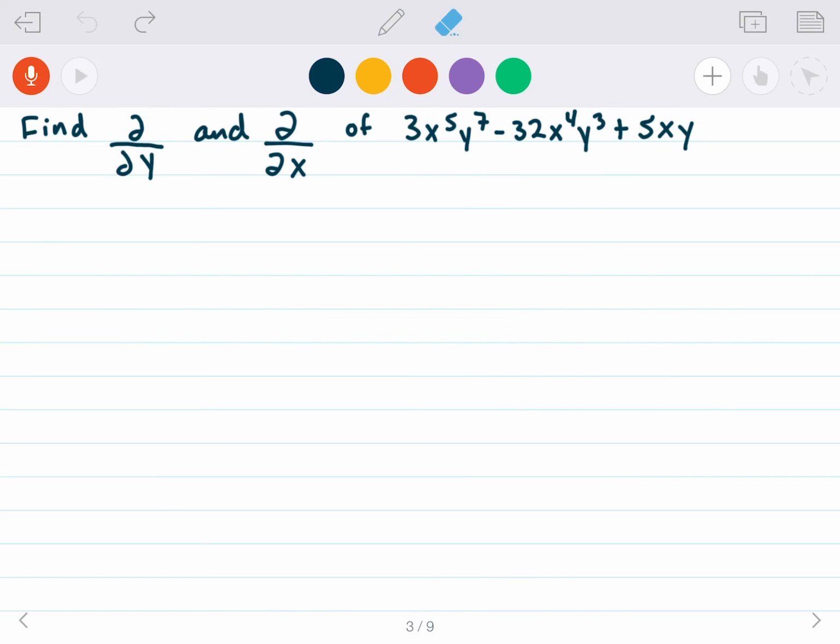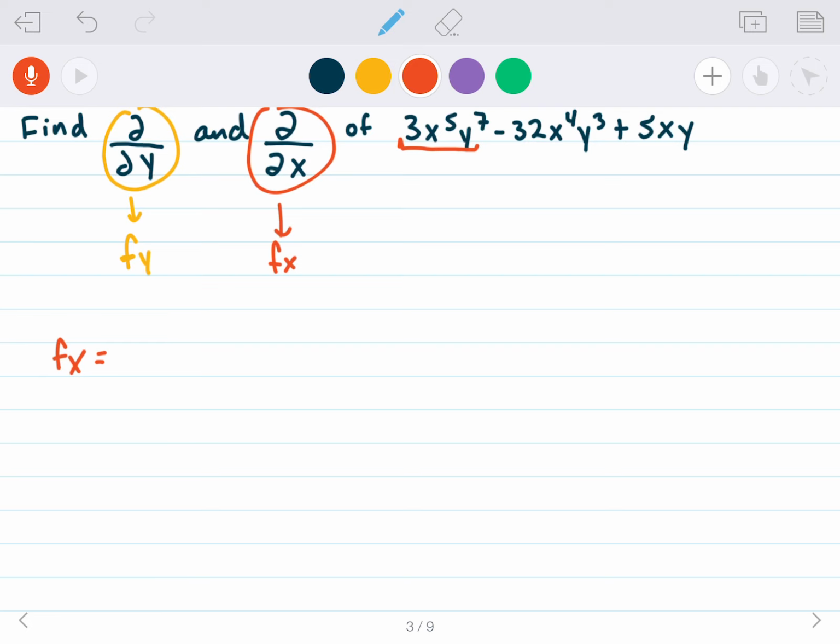Okay, so let's take a look at this problem. Now I want to introduce some new notation here. This guy right here just means the partial derivative with respect to y, and this guy right here means the partial derivative with respect to x. So it's just some notation that you might see. Alright, so let's go ahead and differentiate this. Now remember, anytime we see a y, we're going to treat it like a number. So y to the 7th is just a constant, if we're first taking the partial derivative with respect to x.